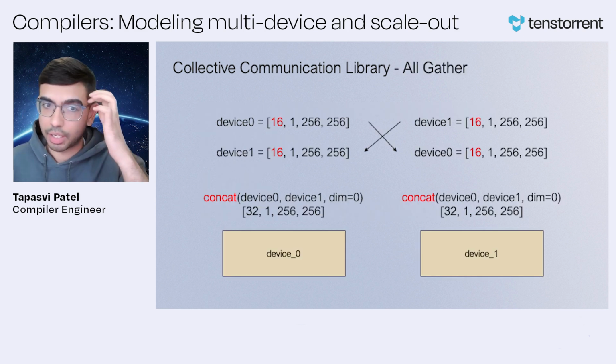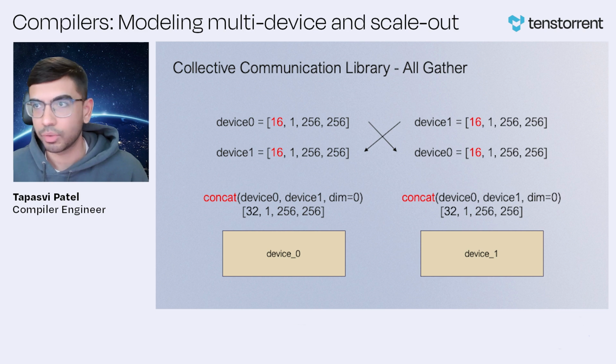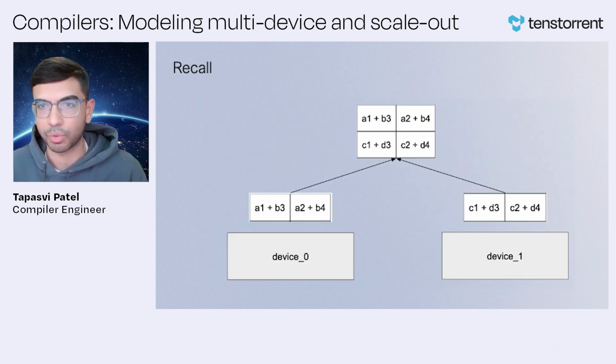To go over very briefly what the three main communications do, we'll start with all gather. Let's say at timestamp 0, I have device 0's sharded tensor and device 1's sharded tensor. I'm going to communicate both of these tensors to both devices, and then I want to concat both of these on dimension 0. So my final resultant tensor looks something like this: 32, 1, 256, 256 on both devices. This is very similar to our motivation example where we had these split sums, split results, and we wanted to combine them together.